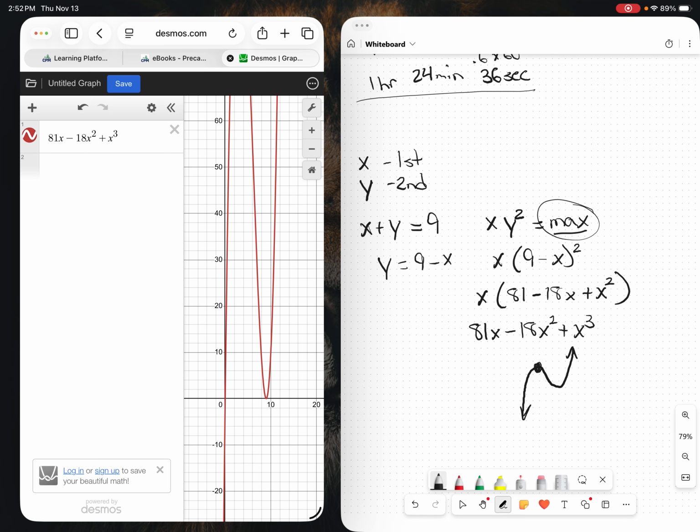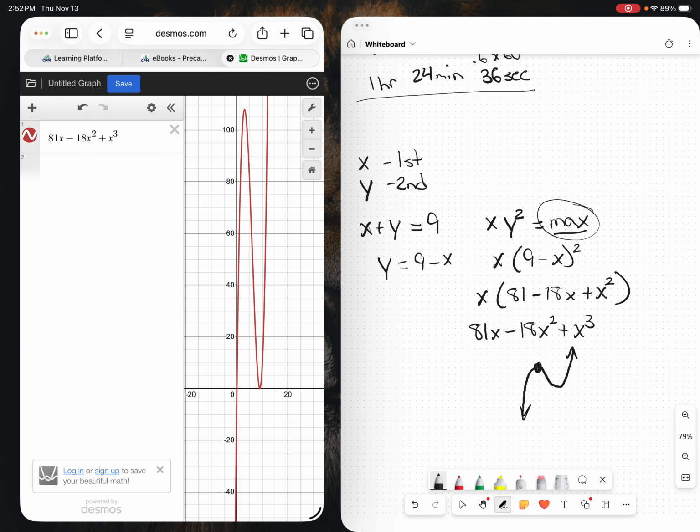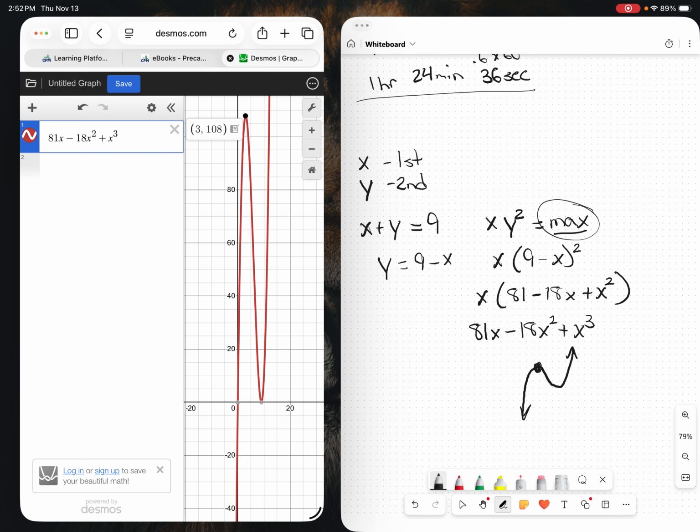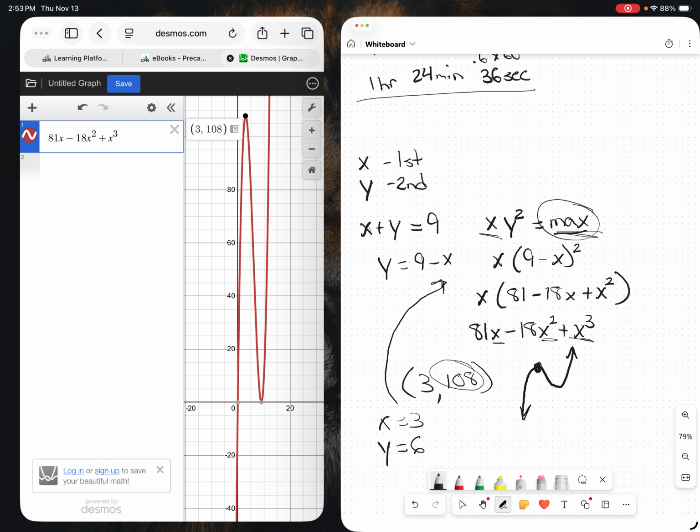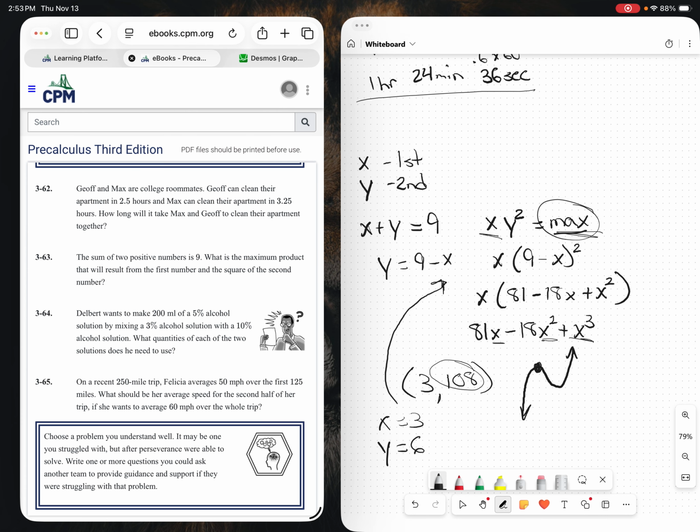So if you look here, there is that cubic look, and we need to find this maximum here, which is (3, 108). Okay, so 3 is our x value. That's that x we were trying to find. 108 is just our maximum product. Okay, that was our equals, right? So if 3 is x, we can then plug back in, and we know that our y value is 6. And that solves that one.